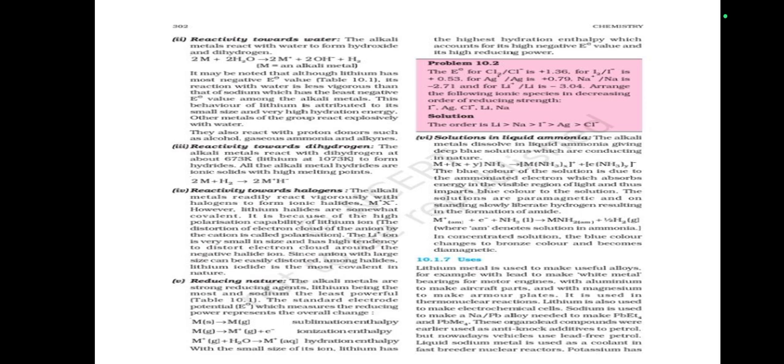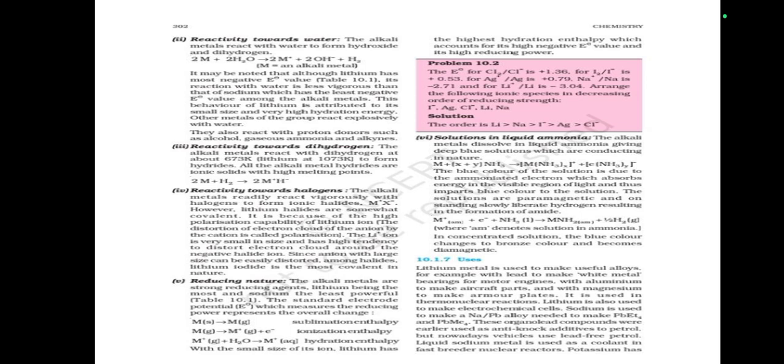Uses: lithium metal is used to make useful alloys, for example with lead to make white metal bearings for motor engines, with aluminium to make aircraft parts, and with magnesium to make aircraft plates. It is used in thermonuclear reactions. Lithium is also used to make electrochemical cells.